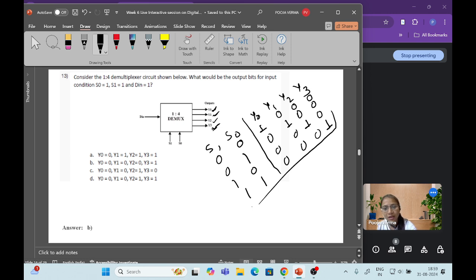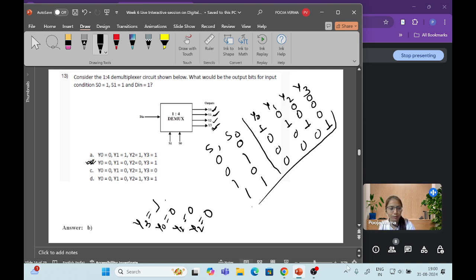So here it is given S0 and S1 are both high. So Y3 will be 1 and Y0 is 0, Y1 is 0 and Y2 will be 0. So let's check the answers from the options. Y0 is 0, Y1 is 0, Y2 is 0, Y3 will be high. Option B is the correct answer.